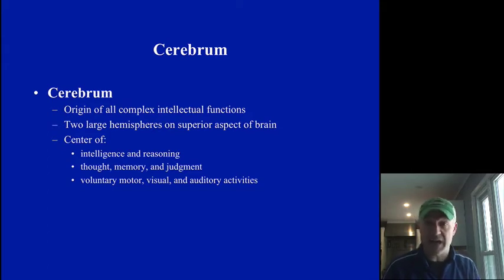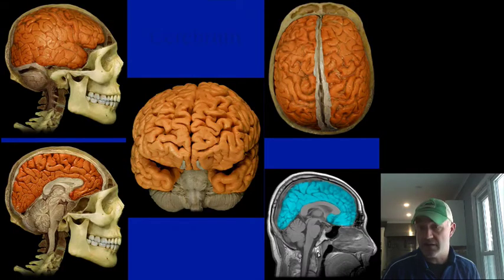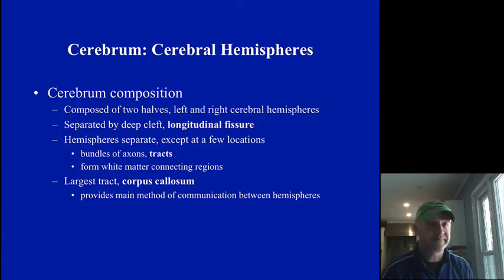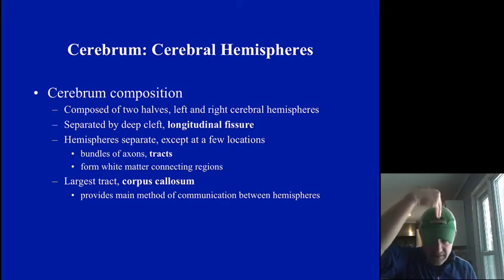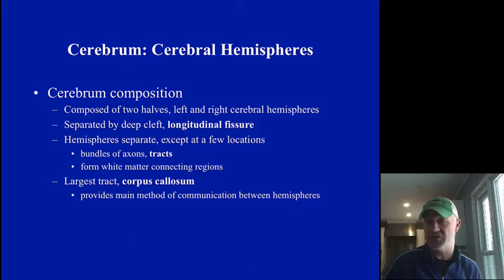It is, to me, the most obvious part of the brain. When you see a brain, it is the biggest portion you'll see. You can see images of it here. It is wrinkled with the gyri and sulci, which is quite obvious. It is composed of two halves separated by a deep cleft down the center called the longitudinal or median longitudinal fissure. The hemispheres are for the most part separate.